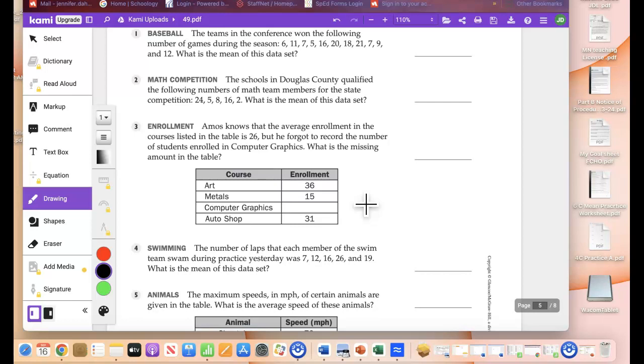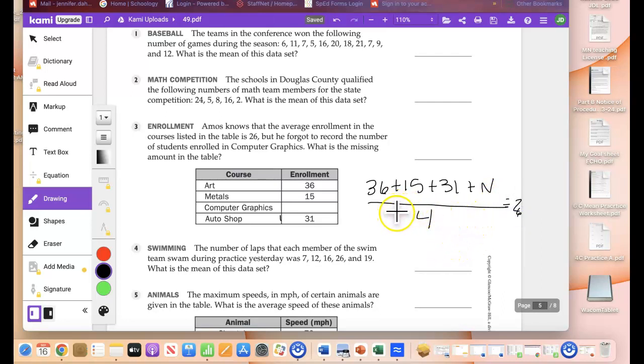So the average enrollment in the courses listed in the table is 26. You forgot to record the number of students enrolled in computer graphics. What is the missing amount in the table? So you're going to do the same thing. You're going to set this up: 36 plus 15 plus 31 plus n divided by 4. And that should equal 26. Oops, I ran out of room over there, wrote it too big.